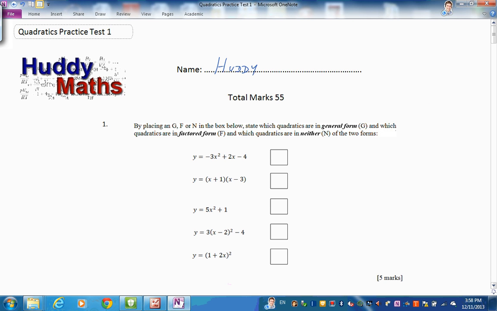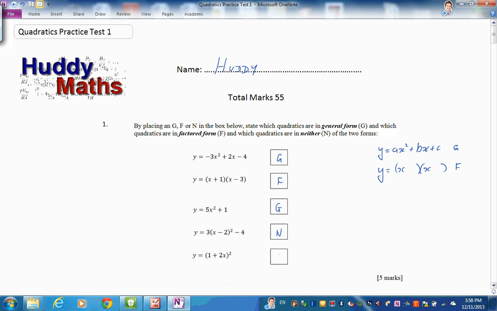Place your G, F or N in the box below. The general form is y equals ax squared plus bx plus c. The factored form is when you have this type of form. So let's have a look. The first one is the general form. So this is G and this is F, and the other forms are neither. So this is factored. This is general, except it hasn't got an x term, but that doesn't stop it from being general. This is neither, because it's a vertex or perfect square form.